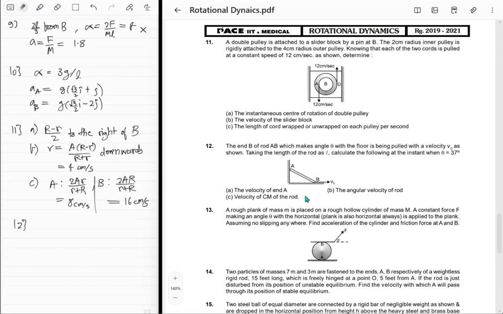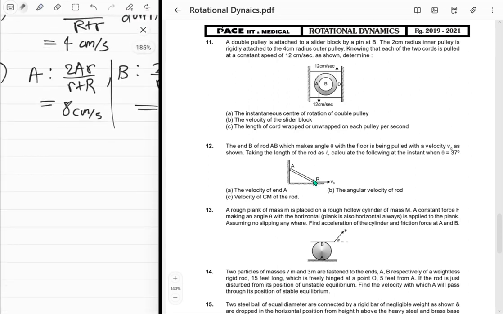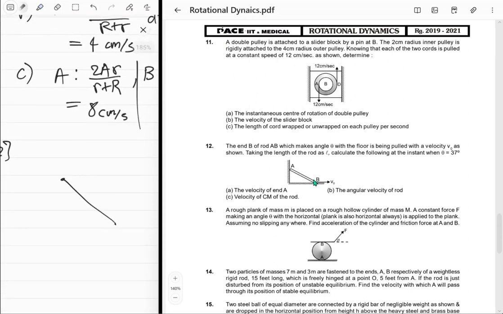Angular velocity of the rod. Velocity of the center of mass of the rod. Fine. Angular velocity is not that hard, I guess. But once you know the velocity of the center of mass of the rod, it will be a piece of cake. Fine. So what angle was this? Theta with the floor.